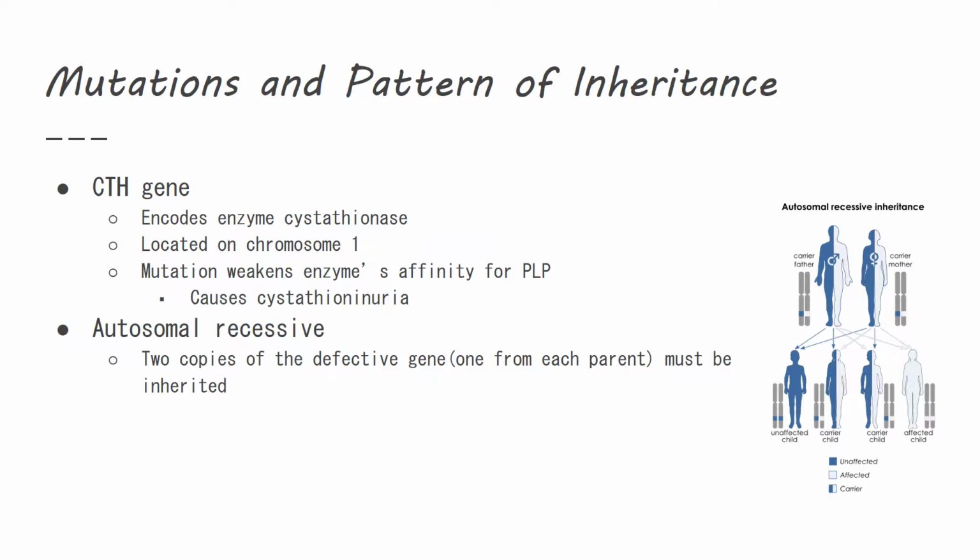Because the mutation causes enzymatic activity to decrease, an abnormal amount of cystathionine accumulates and leads to increased urinary excretion. This mutation is inherited in an autosomal recessive pattern, meaning that one copy of the defective gene must be passed down from each parent in order for the child to show the disorder.